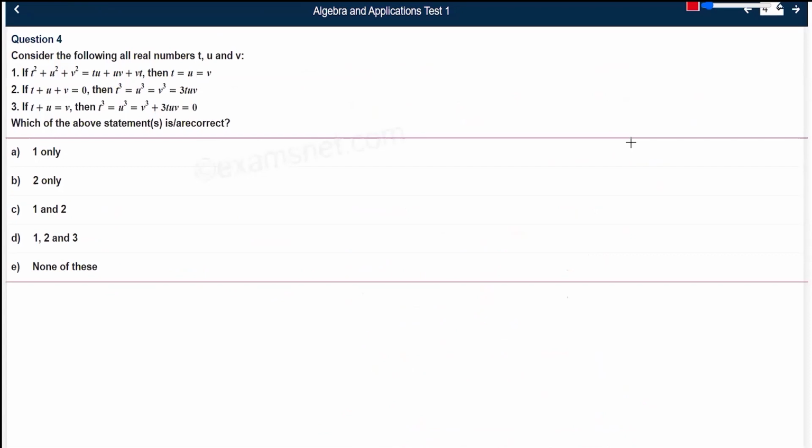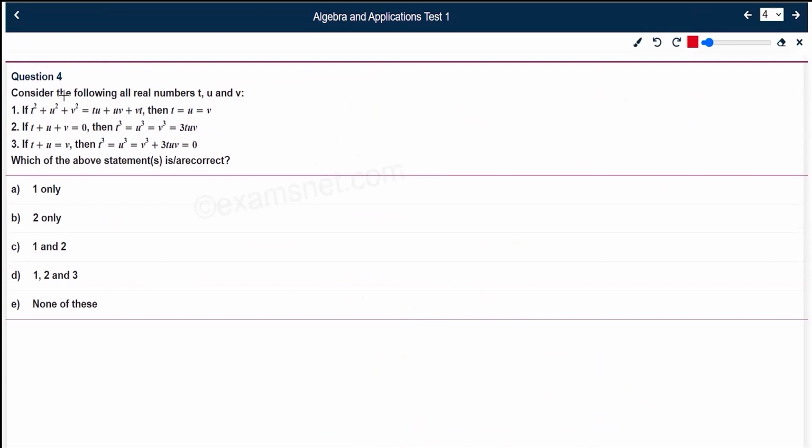So we can see there are some statements given. Let's read them out. Consider the following for all real numbers t, u, and v. 1. If t square plus u square plus v square equals tu plus uv plus vt, then t equals u equals v.